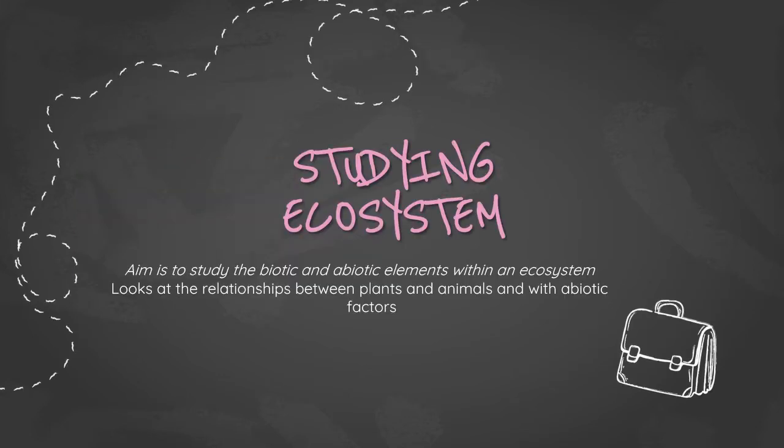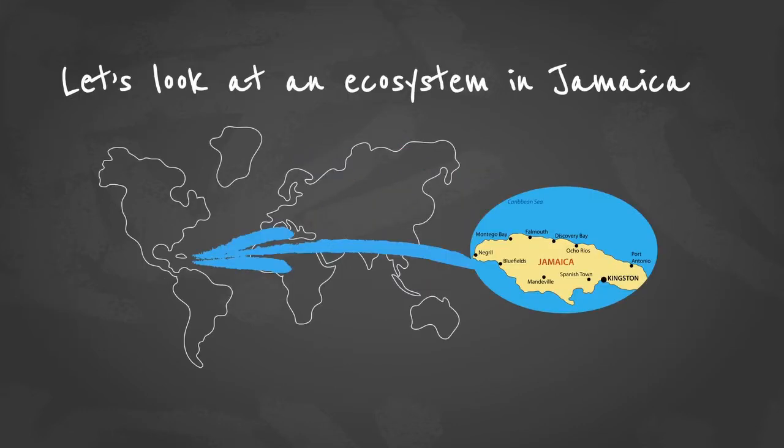So when we're studying ecosystems, we want to study the biotic, meaning the living elements, and the abiotic, meaning the non-living elements within the ecosystem. We want to look at the relationships between plants and animals and how they relate with abiotic factors. So we're going to look at an ecosystem in Jamaica as an example.